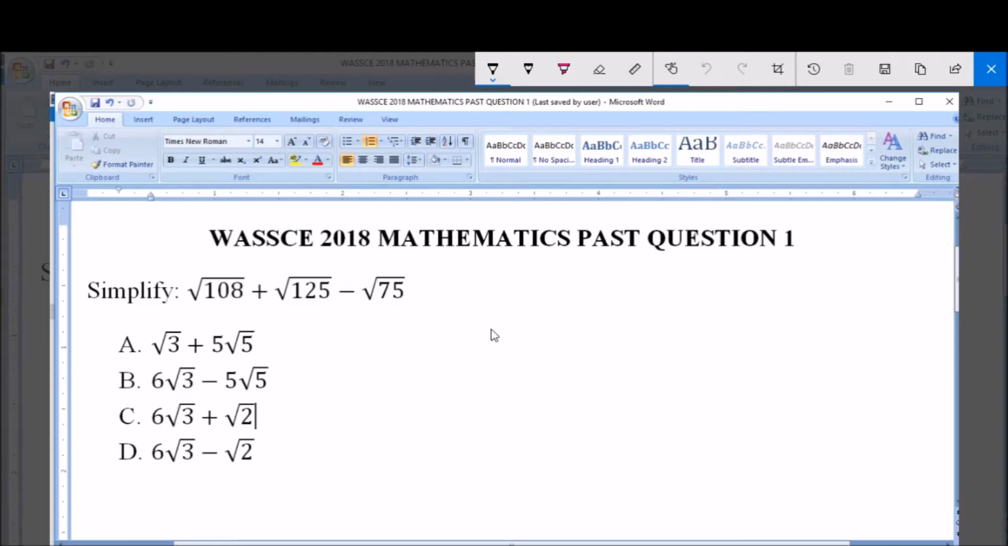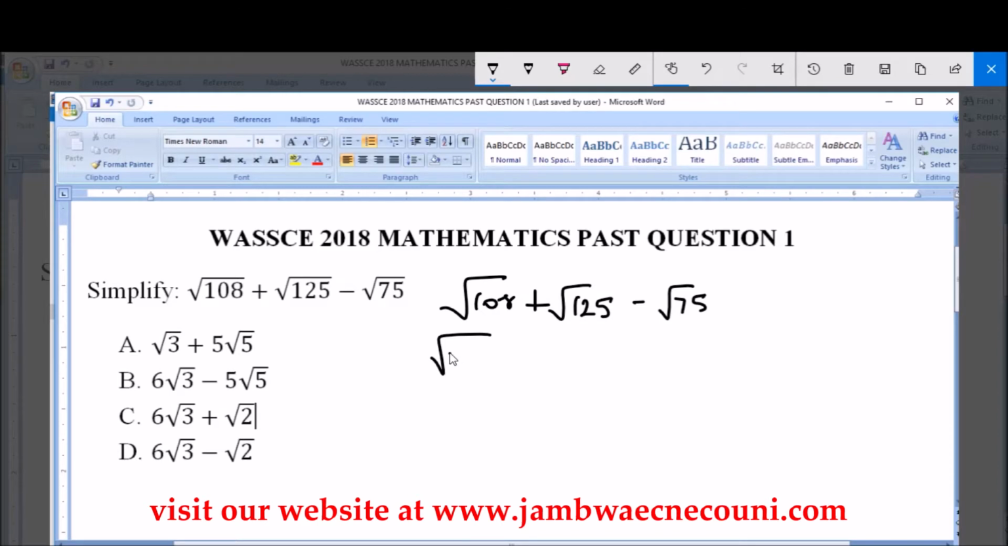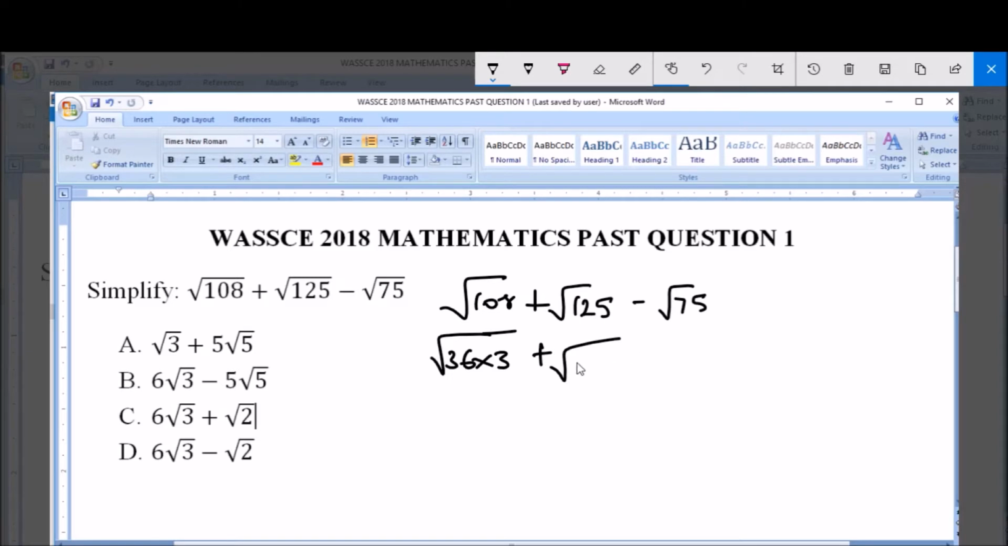Now this is a surd and we are asked to simplify this surd. So we're given root 108 plus root 125 minus root 75. Now root 108 can be expressed as root of 36 multiplied by 3, plus root 125 can be expressed as root of 25 multiplied by 5.